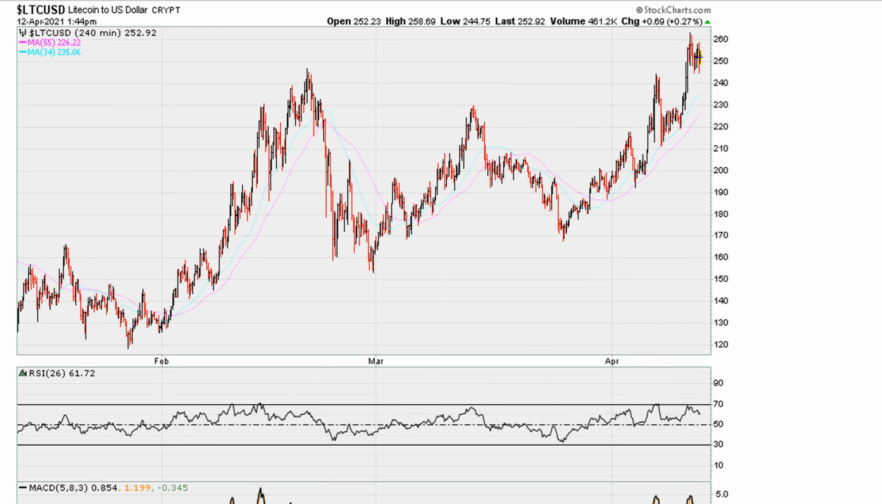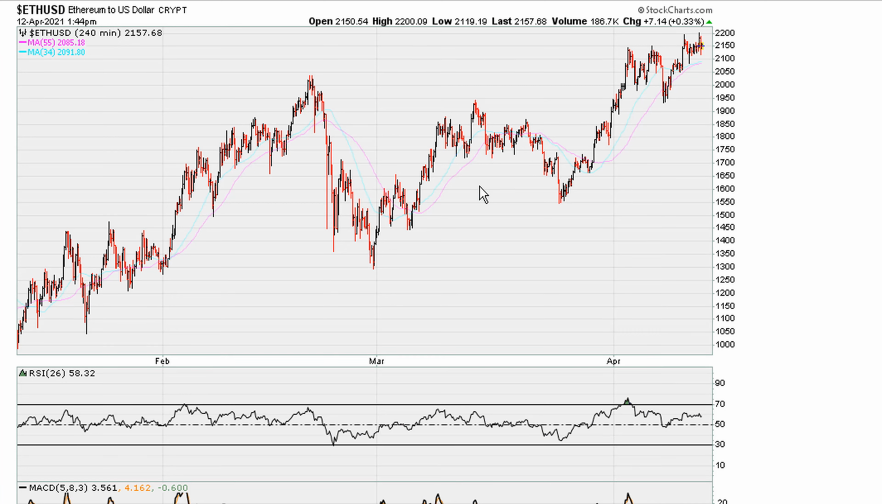But the main chart in this video, just like the previous video, which was part one, is Ethereum. And we can see here essentially trading at all-time highs today above 2,200. And we can see here clear divergence of the RSI, making lower highs as prices have recorded fresh all-time intraday highs. So that negative divergence is an issue.